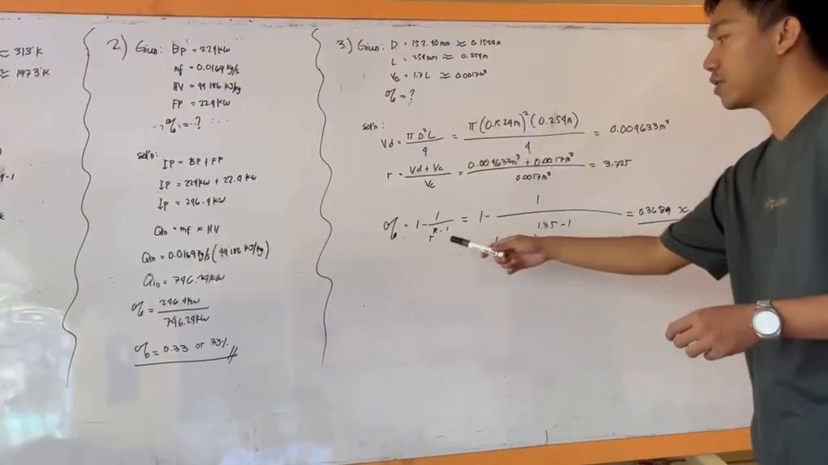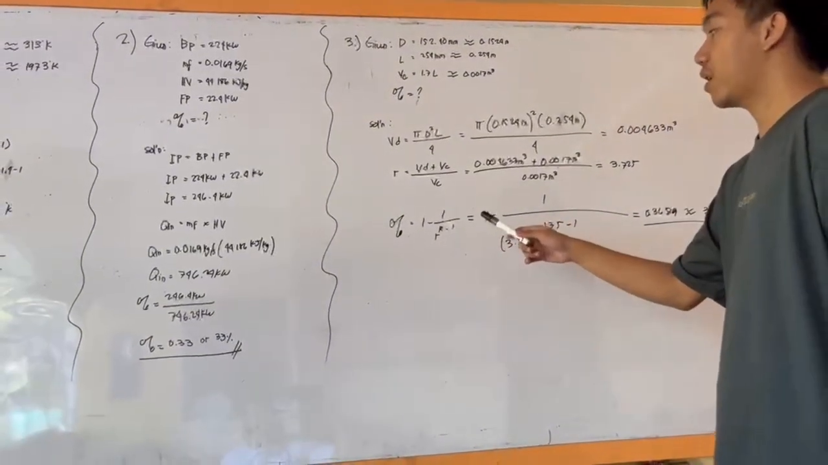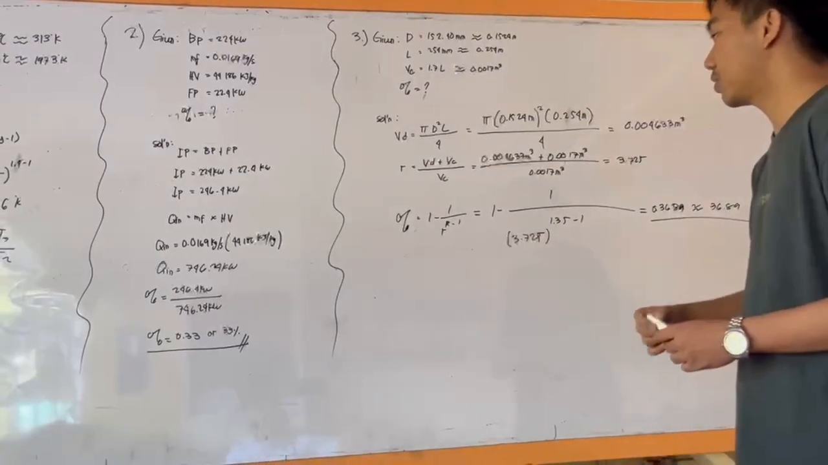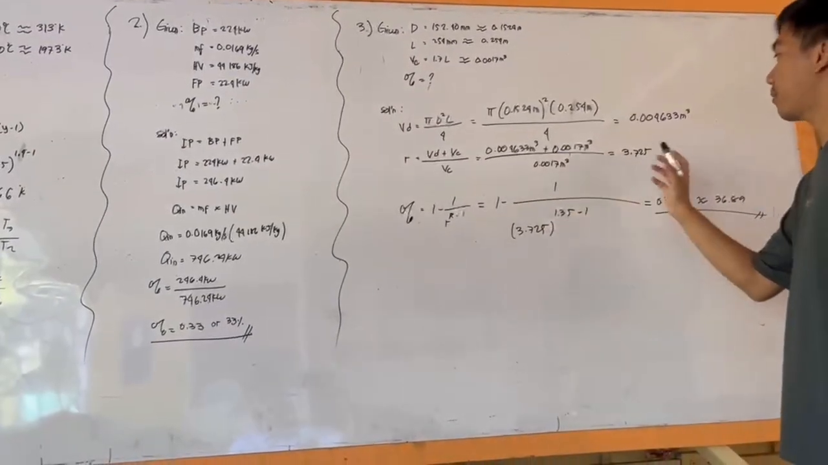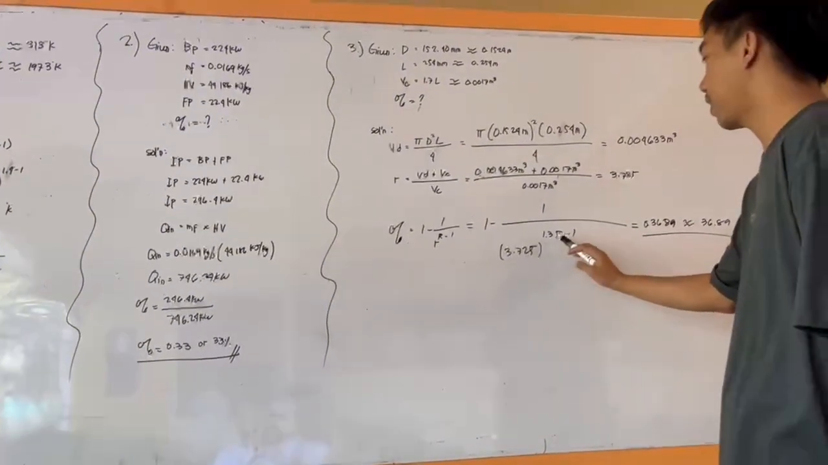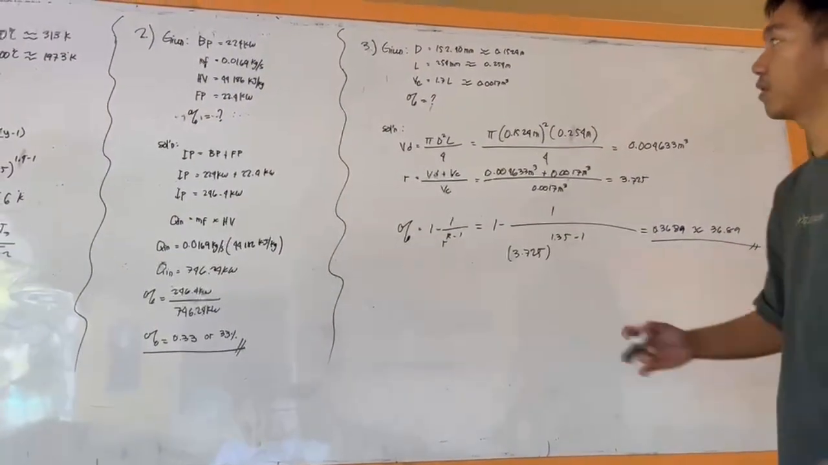And for our efficiency, the formula is 1 minus 1 over r to the power of (γ minus 1). And we just need to distribute. We have 1 minus 1 over 3.725 for r to the power of 1.35 minus 1. We have a 36.89% efficiency.